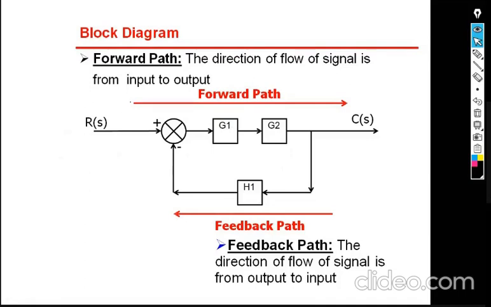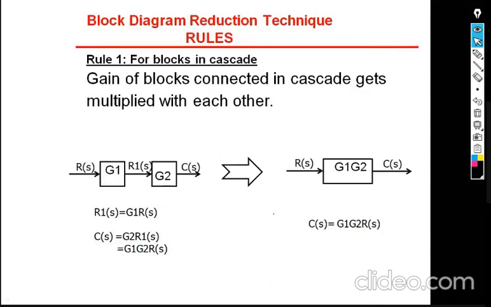Forward path means if the signal is traveling from input side towards output side, then that is known as forward path. Now if the signal is traveling from output side towards input side, then that is known as feedback path. Here is the end of the introduction to this block diagram. Next, before going to problems, I will explain the procedure for how to solve the problem.